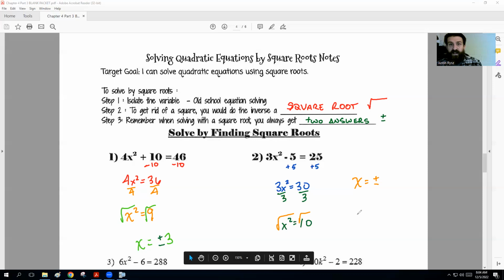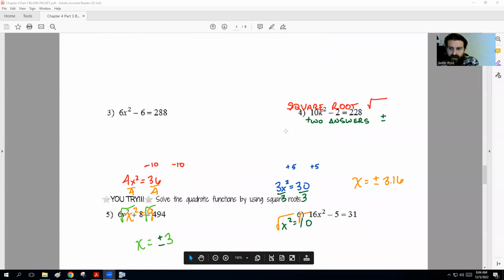Now the square root of 10 is not 5. 5 times 5 is 25. So we've got to use the calculator here. We're just going to round to the second decimal place. The square root of 10 is 3.16. So we'd have a positive and a negative version of that. These don't always come out nice, but we would be able to use a graphing calculator, or with this technique, we can get through it pretty quick.